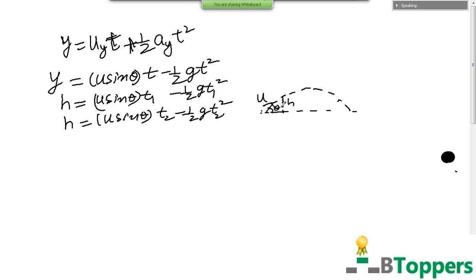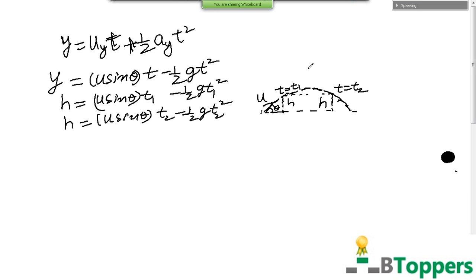The body is projected with initial speed u at angle theta above the horizontal. The body is found at the height h for the first time at the instant t equal to t1. The body is again found at the same height y equal to h at the instant t equal to t2. The trajectory of the projectile is a parabola.